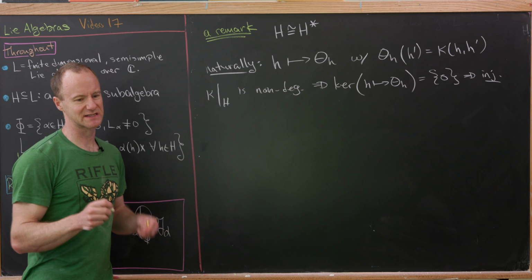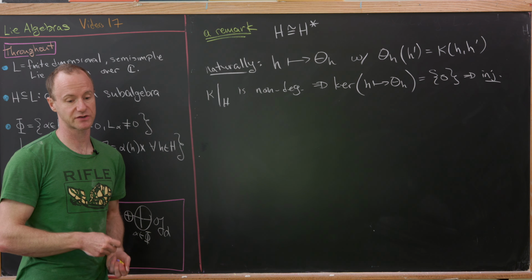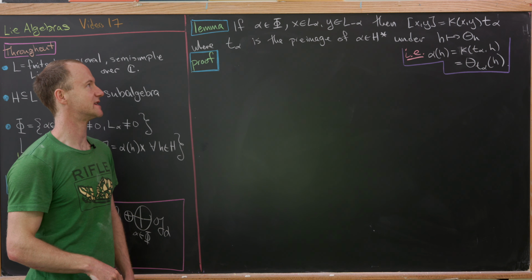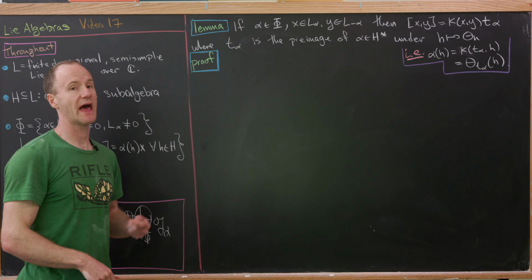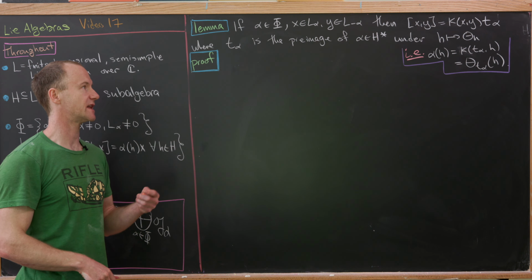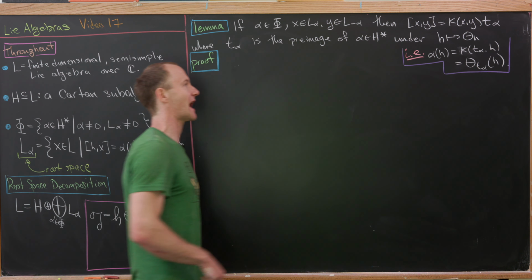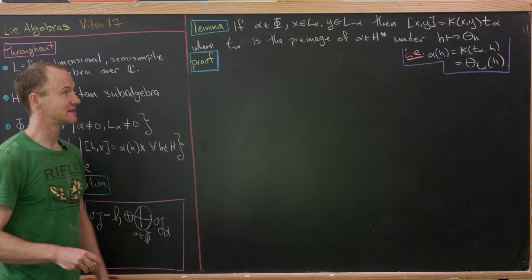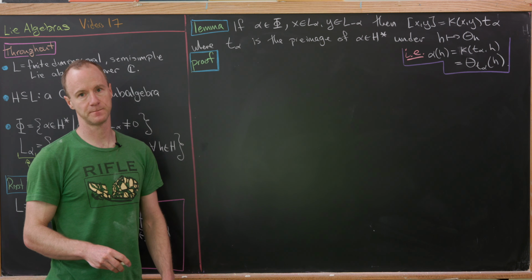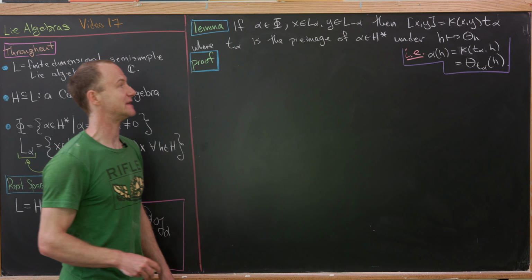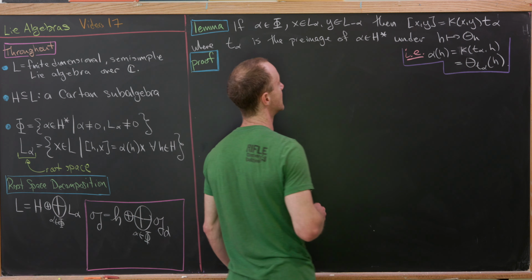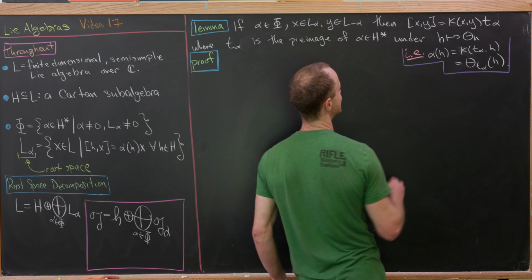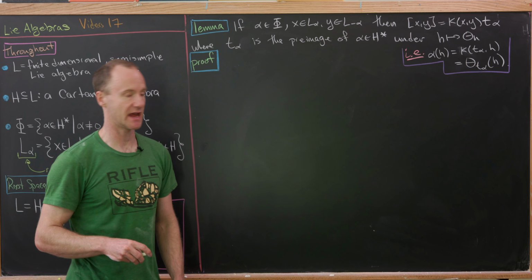Okay, so now that we've done this little remark setting up the next result, let's look at the next result. So this next result says that if we've got a root alpha, x is in L alpha, y is in L minus alpha, then in fact, the bracket of x with y is equal to kappa of x, y times T alpha, where T alpha is the pre-image of alpha, which is an element from H star, under this map that takes H to theta H.